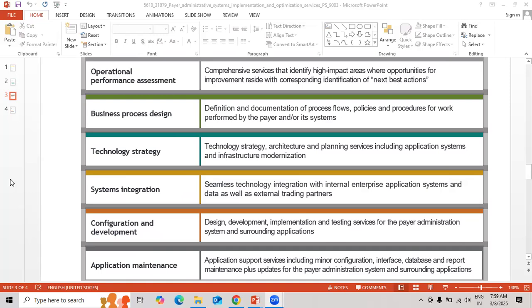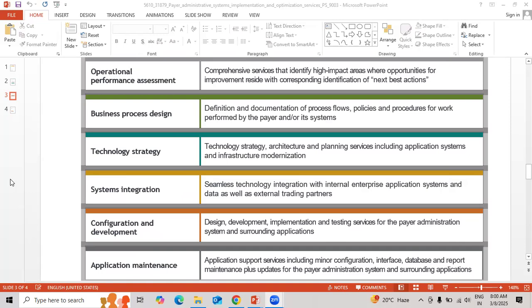The next one is business process design. This is the documentation of the system that we are developing, which includes the required business process flows, as well as implementing policies and procedures for the work performed by the payer or the systems they use at regular intervals. Next is technology strategy: the technology strategy as well as the architecture they are implementing, followed by the planning of services they use, including all the application systems.